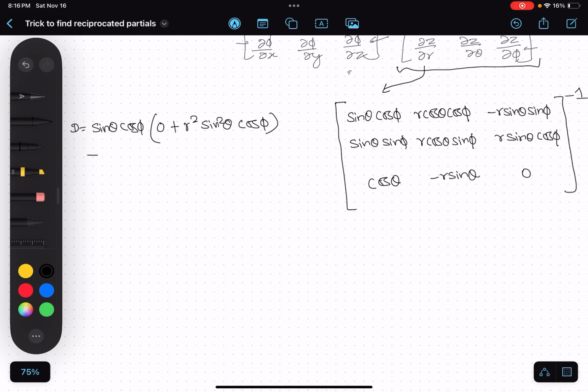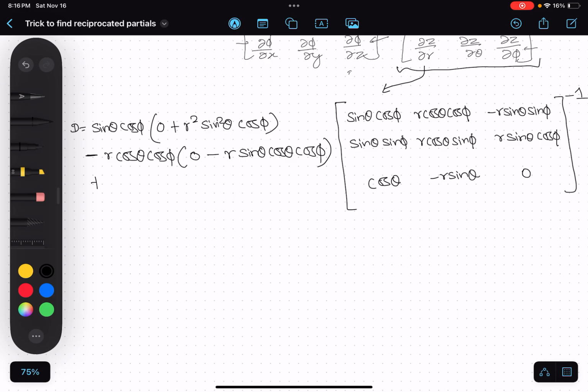Now there will be minus, and then the second one, r cos theta cos phi. In this case we will not look at the row and column where this is, so we will take the determinant of the remaining elements, right? So I guess you know that the determinant of the remaining elements will be 0, and then minus r sin theta cos phi, right? R sin theta cos phi.